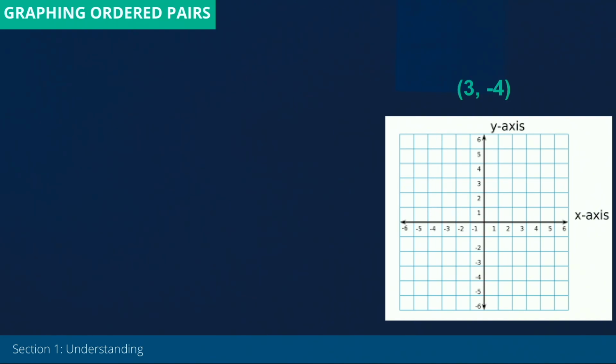Now we have another example that we could look at here, which is (3, -4). And instead of doing this on my drawing, I'd like to use a manipulative to graph this ordered pair. Join me as we look at using the coordinate grid board.